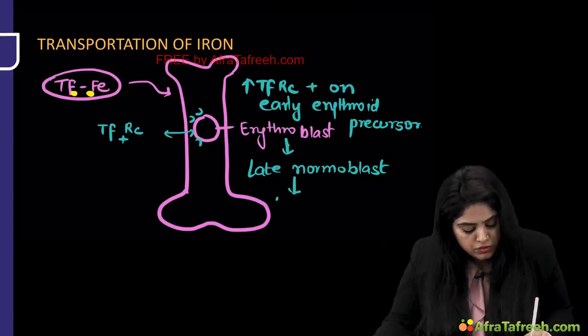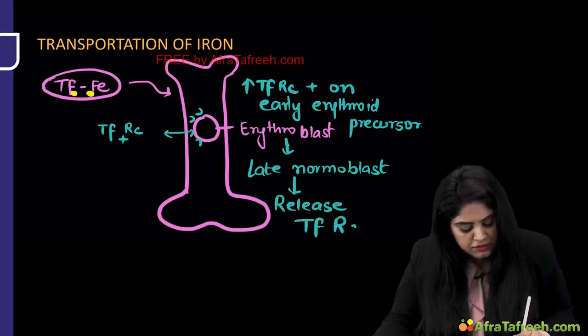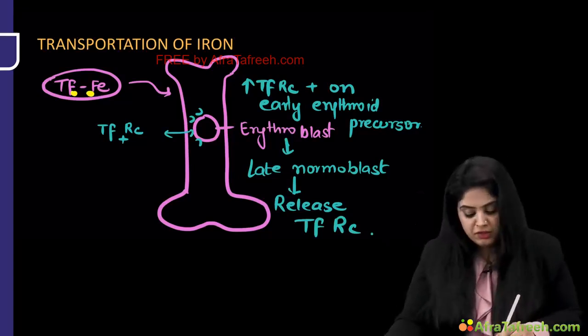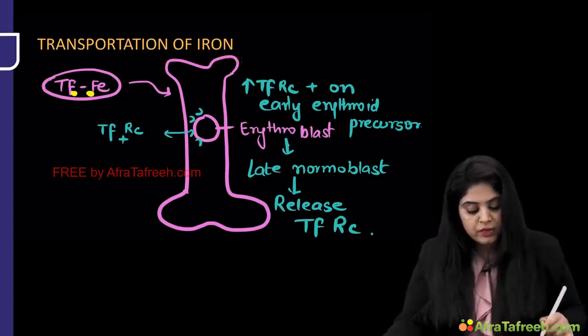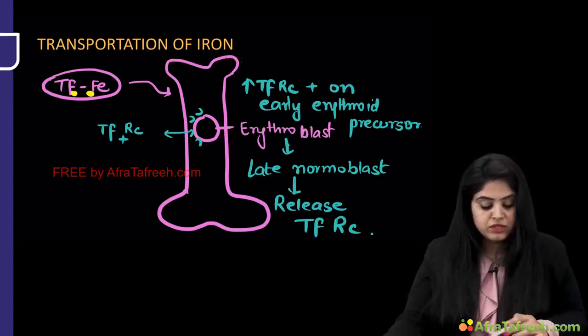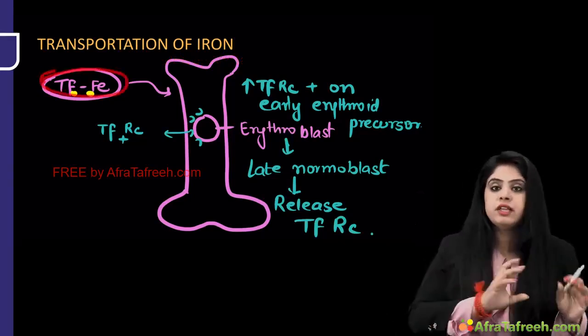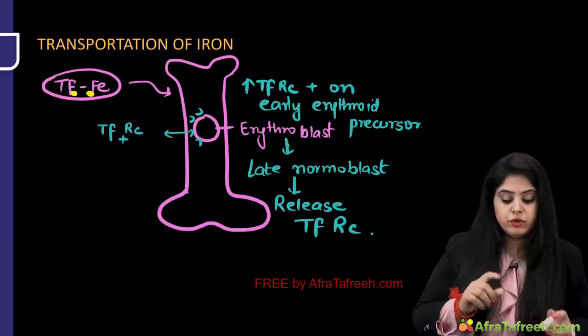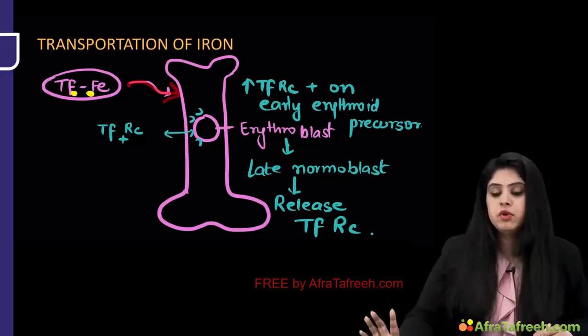Is it going to release all of its transferrin receptors? Let's do a very quick recap of all of this. Please note that this transferrin is roaming around with iron. It is roaming around in my blood, and where is it going to finally go to? It is going to go to the bone marrow.